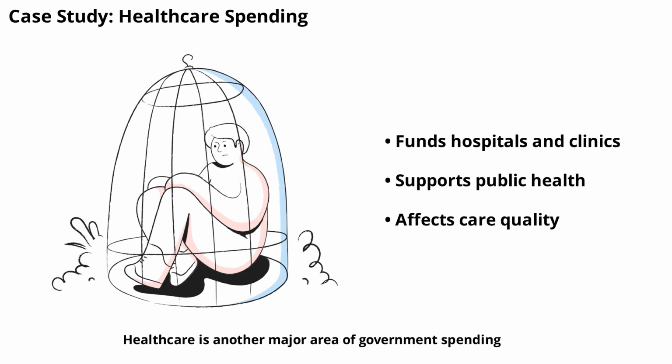Healthcare is another major area of government spending. Budgets determine how much is available for hospitals, clinics, medical staff, and public health programs. Decisions here can influence the quality and accessibility of care, as well as the ability to respond to health emergencies. Effective budgeting in healthcare is vital for public well-being.